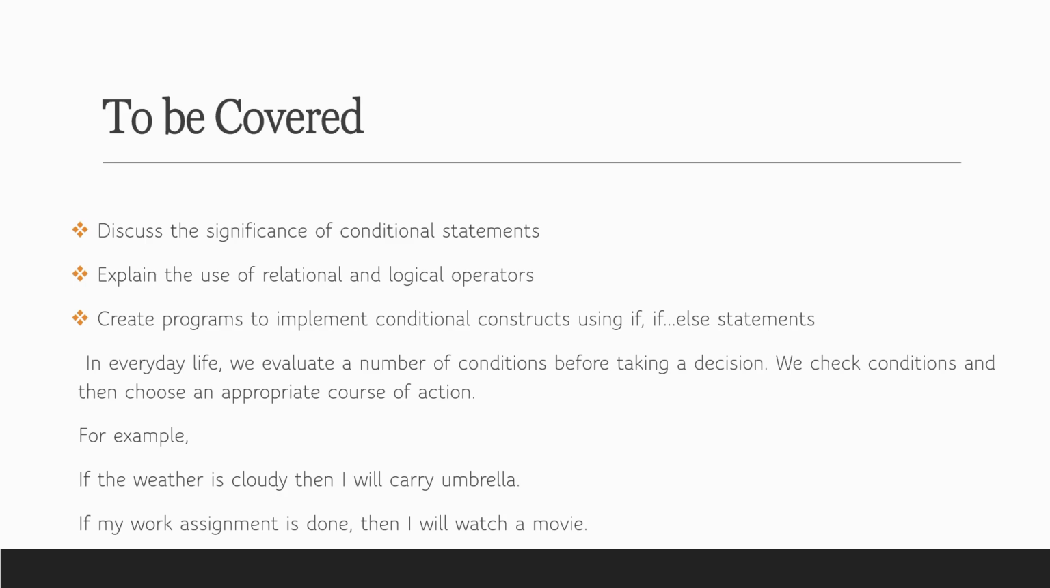In everyday life, we make decisions by checking conditions first. For example, if the weather is cloudy, we carry an umbrella. If our work is finished, we may choose to watch a movie. Similarly, in programming, we check conditions before taking action.